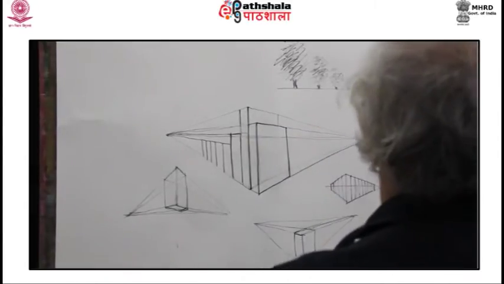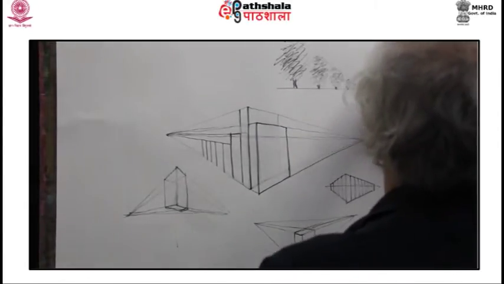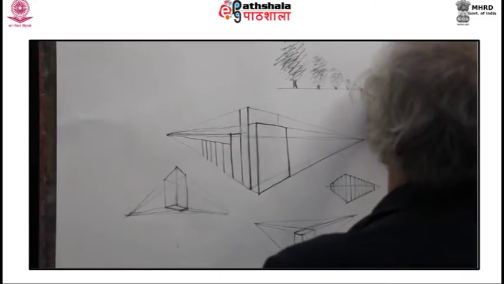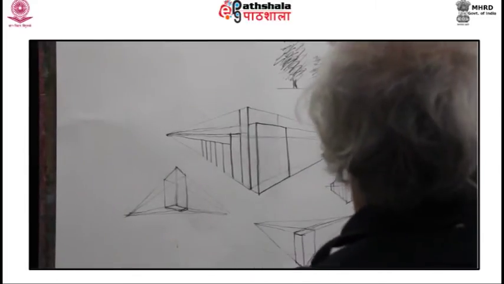On the other end, draw an electric pole. Join the top and bottom of the pole to the vanishing point.